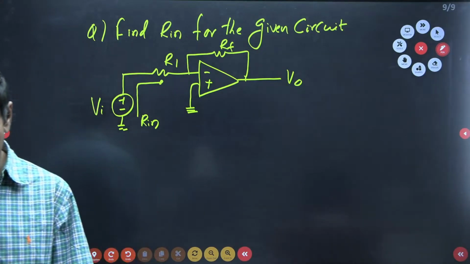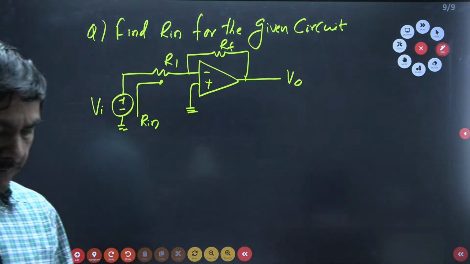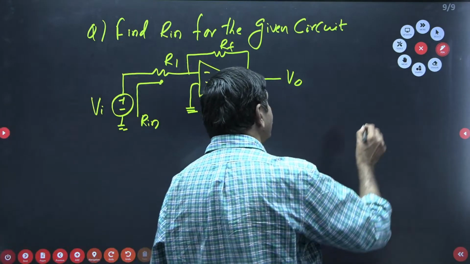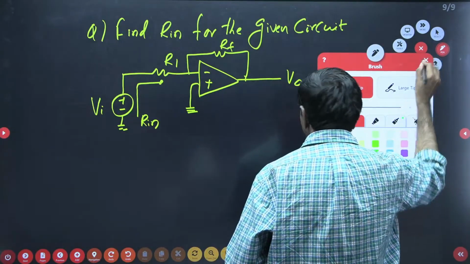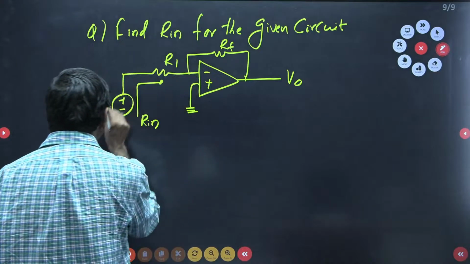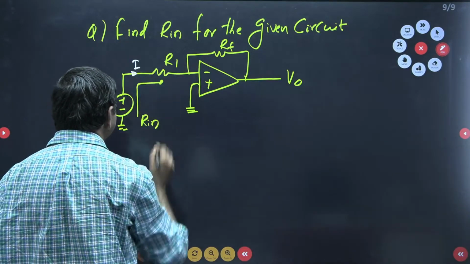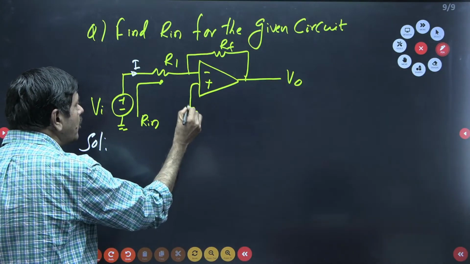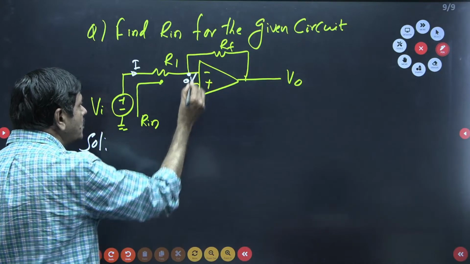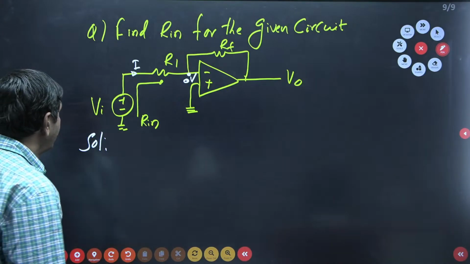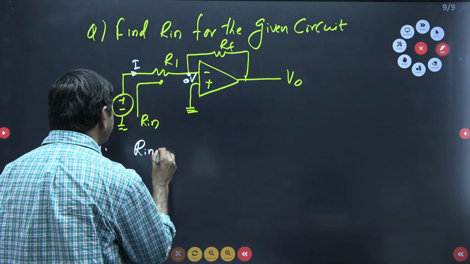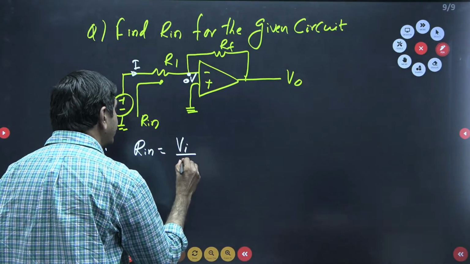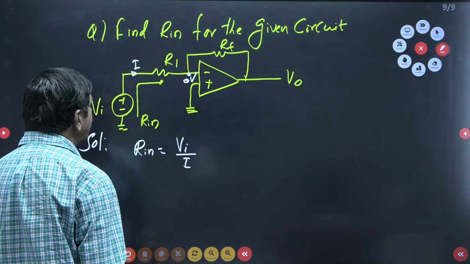Can anybody try this question without my help? Initial work is required on your side. Yes, I will also do it. I will do just two or three problems. Input resistance equals input voltage by input current I. This voltage by this current is R in. You know very well, V plus is 0 voltage, so V minus must be 0 voltage. But I want R in, which equals Vi by I. So I is equal to how much here?